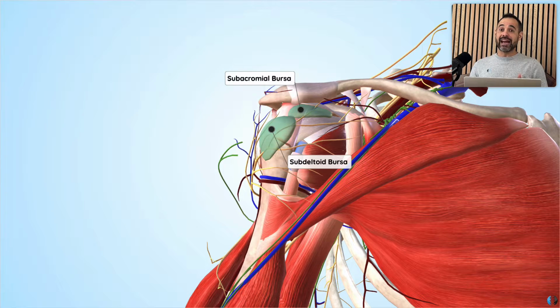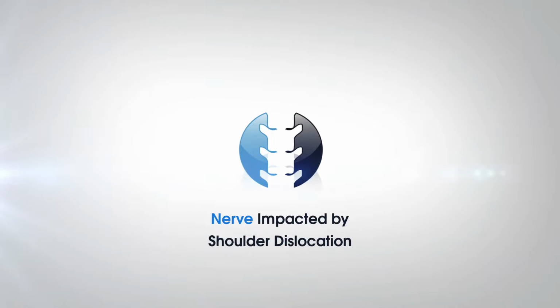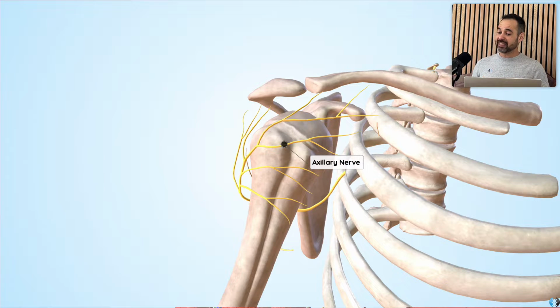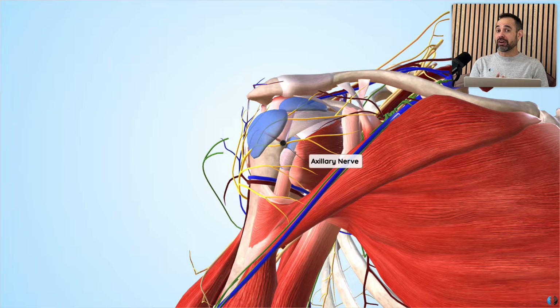Then we have a super important nerve in this region, which is the axillary nerve. Damage to this can lead to weakness and numbness around the shoulder. Now, this is one of the really key structures affected by a dislocation. What we sometimes find is that patients present with sensation loss around the lateral shoulder. This is called the regimental badge area because of the fact that the axillary nerve innervates that particular area. The axillary nerve also innervates the deltoid muscle as well as teres minor.